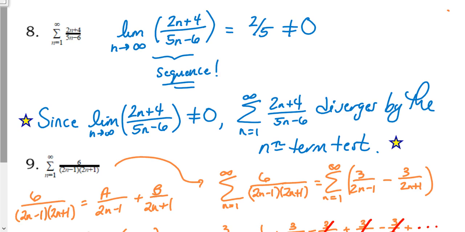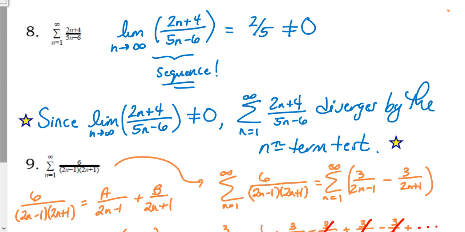All right, 8. Nth term test. Now remember, only 3 tools in the tool belt right now. It's not telescoping, because are you going to factor that bottom? No, you're not. And it's not geometric. Look at it. Write out a few terms. It doesn't have a constant multiplier. So it must be the 3rd tool.